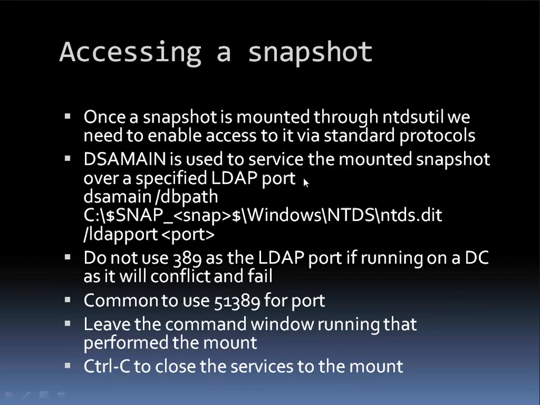Okay, so to actually access it, currently I've mounted it, so it's now available as part of the file system. The next thing I have to do is connect to that using things like ADUC, LDP, scripts, ADSI Edit. So we use this program, dsamain. We give it a path to the database, so we point to the NTDS database within our snapshot, and tell it a port to use to offer service over. Now, if this is on a domain controller, obviously don't use 389 because 389 is already going to be used.